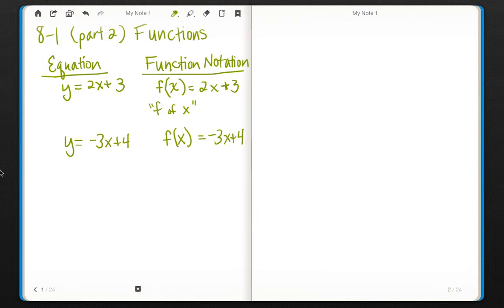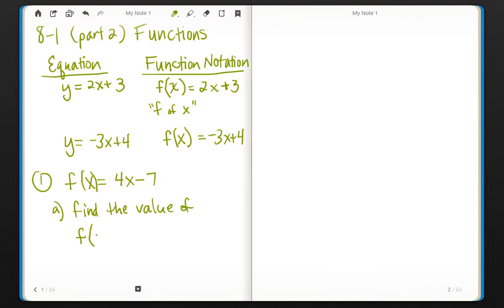Well, we can take something that's in function notation. So if you see something like f of x is equal to 4x minus 7, that's the function notation. And then it might say to find the value of f of 5. And so that's saying this is your function, f of x. Instead of x, we want to plug in 5.